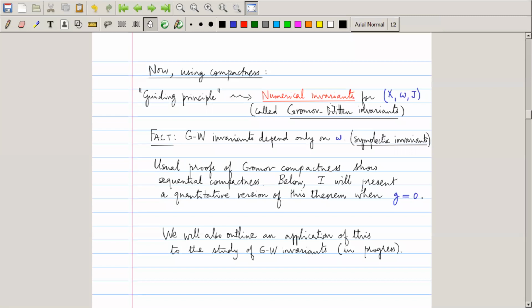Yeah. One last question. If you have a complex manifold which is not Kählerizable, then compactness might fail, right? Yeah, it could fail. Yes. Okay.